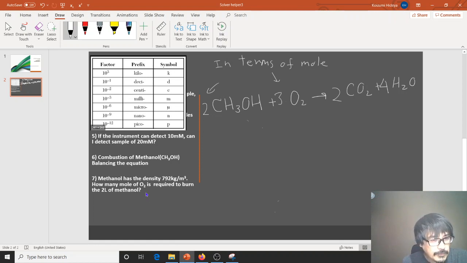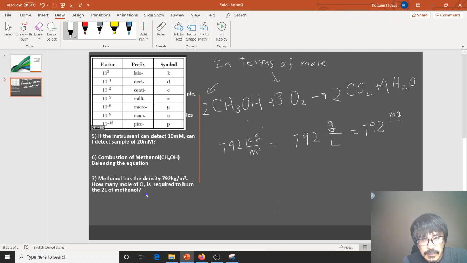So I have 792 kilogram per meter cube, right? Remember that one, that was same as the 792 gram per liter, right? Or that's just 792 milligram per milliliter, right? So any of these things are the same, right? So let's just use this one, just because that I have this 2 liter solution here, right?